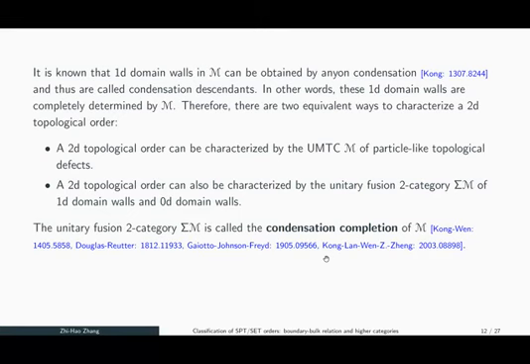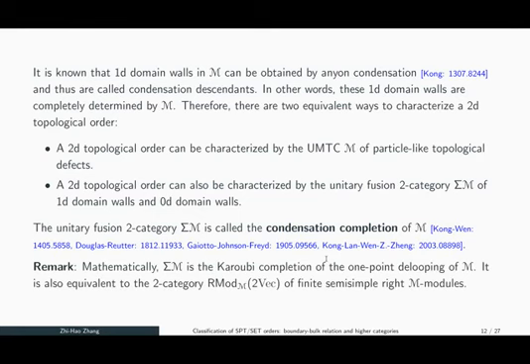This unitary fusion 2-category, ΣM, is also called the condensation completion of M. And for mathematicians, ΣM is just the Karoubi completion of the one-point delooping of M. And it is also equivalent to the 2-category of finite semisimple right modules of M. So this is ΣM.